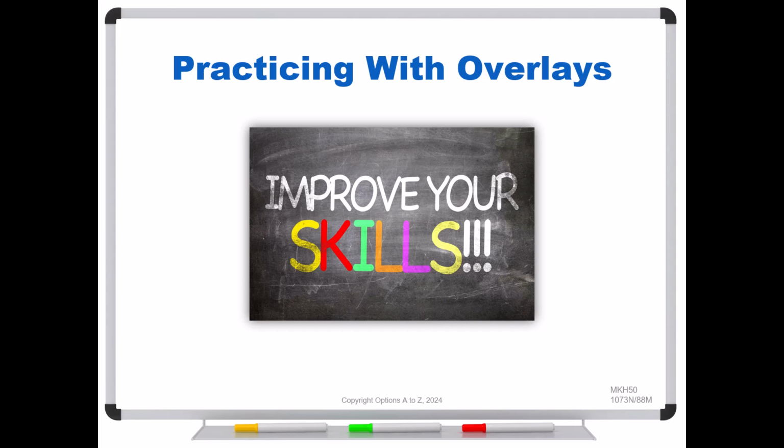So in this video, I want to talk a little bit about some tips, some little drills you can do on your own to practice with overlays. And then I'm going to close by showing you a very simple example of why it's so important. So let's get started with practicing with overlays.